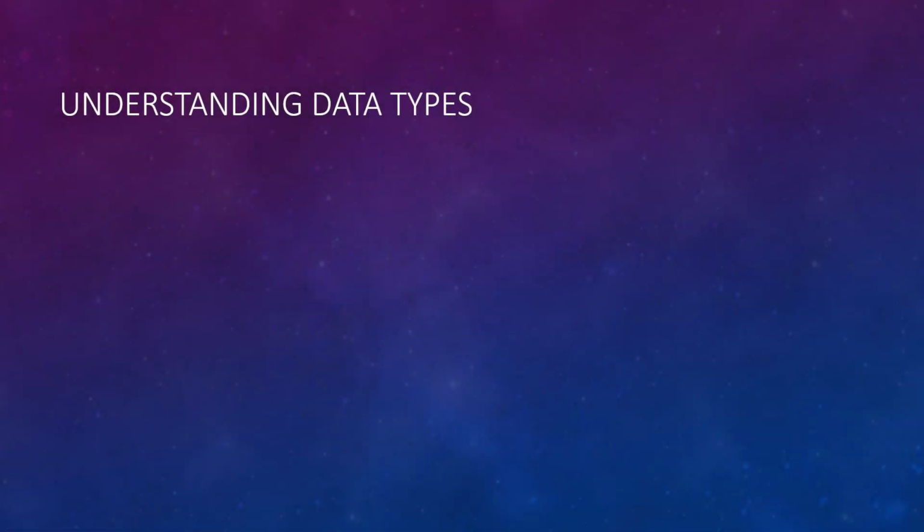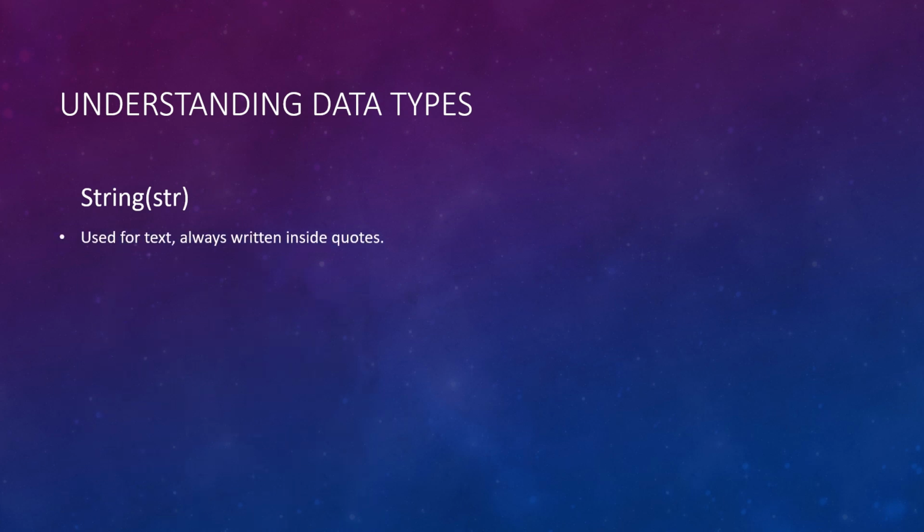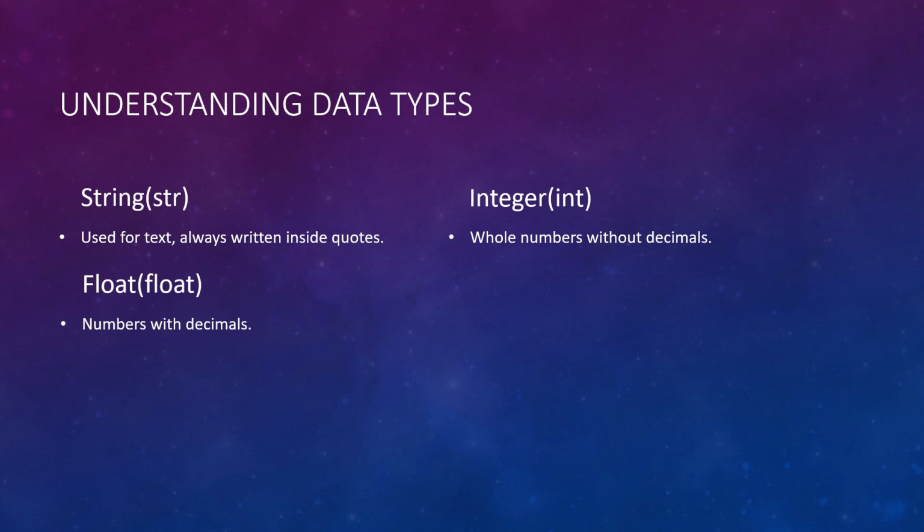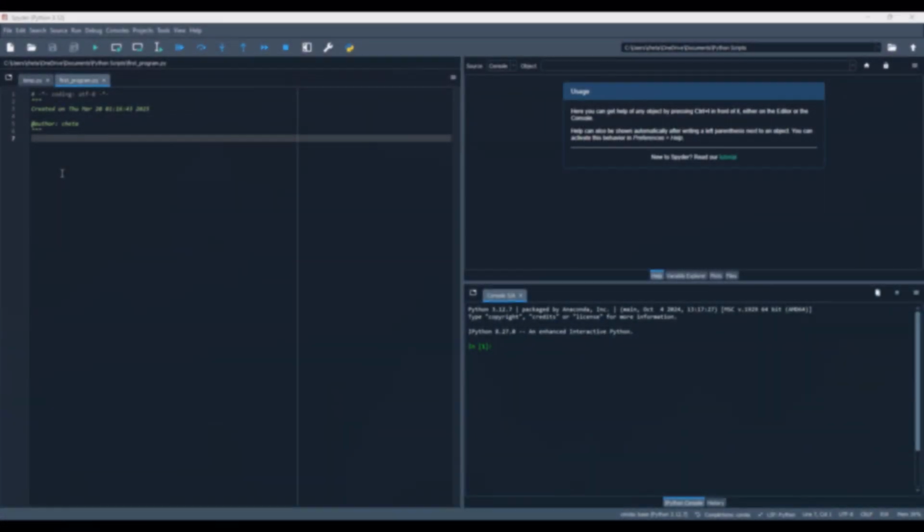Now that we have created some variables, let's talk about data types. Every piece of data in Python has a specific type. Here are the most commonly used ones. The first one is string. It's used for text, always written inside quotes. The second is integer. It's whole numbers without any decimals. Floats are numbers with decimals, and boolean represents true or false. Now let's see that in action.